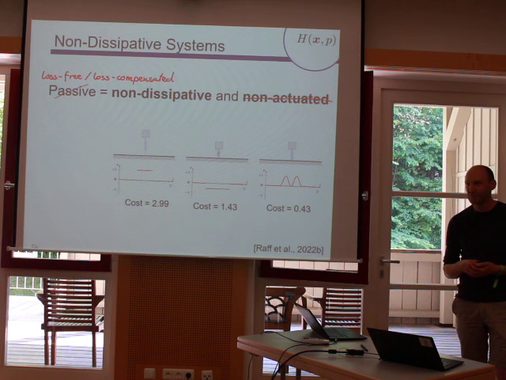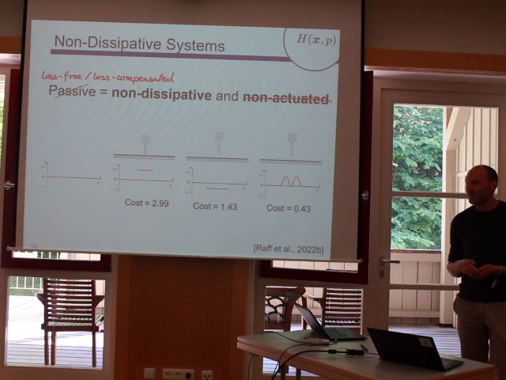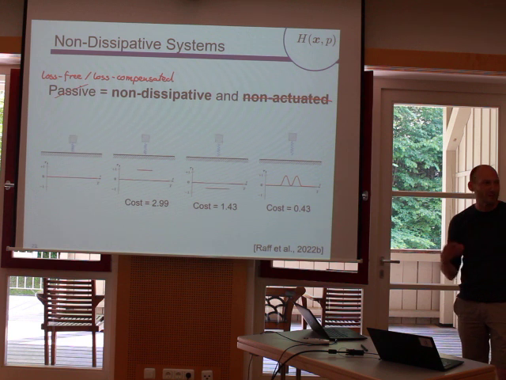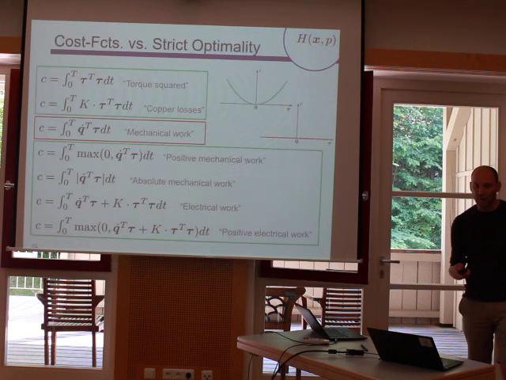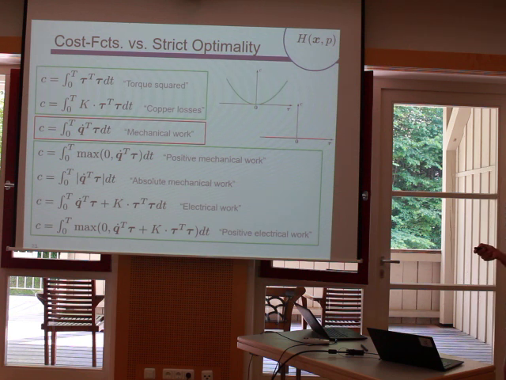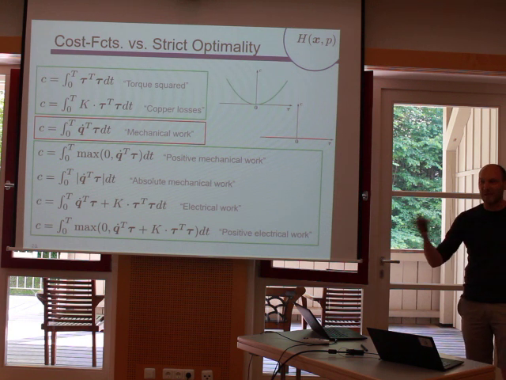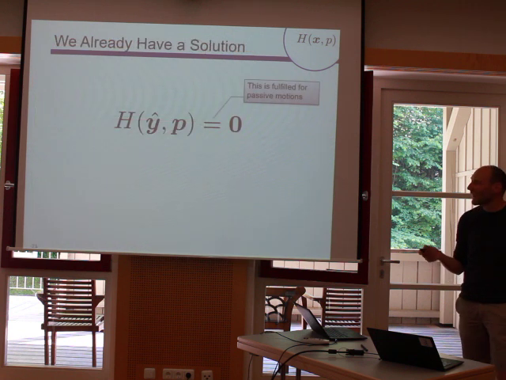What can I also do? Well, nothing. I turn the actuators off, and because it's loss-free, I still get my passive motion, which I know is globally optimal because it has a cost of 0 because I'm not using my actuators. And for most of the cost function, it turns out that this optimality is actually a strict optimality. The notable exception is mechanical work, because the energy you put in has to be equal to the energy you put out.